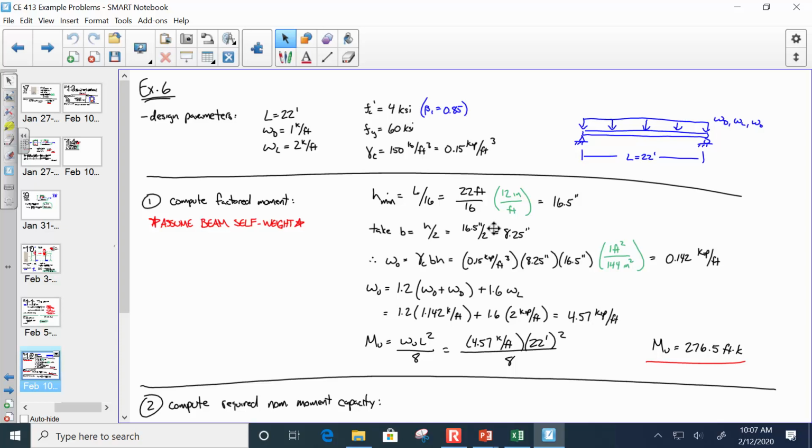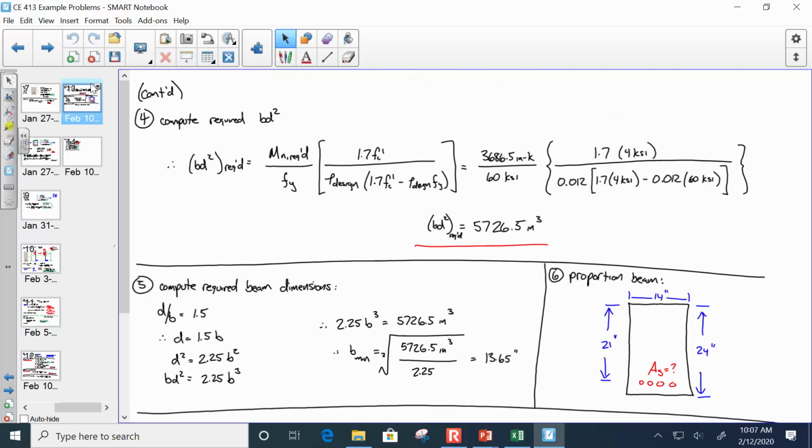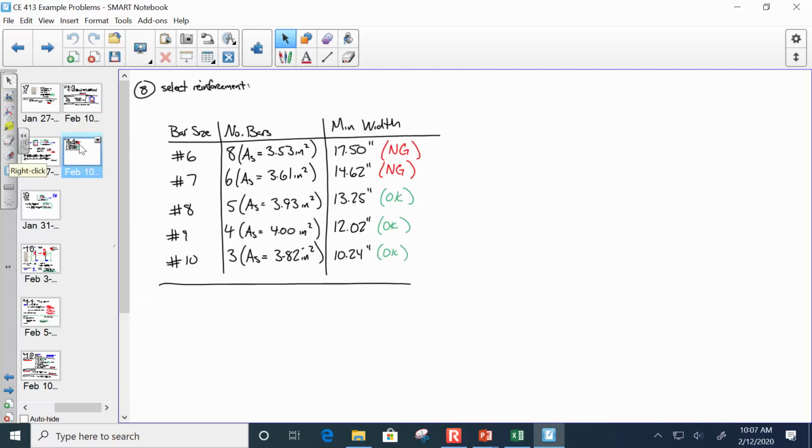So we have the factored moment, computed a required nominal moment capacity, then computed a rho for design purposes, computed our required bd squared. And ultimately what we ended up with was this. We know the beam is 14 inches wide, we know the effective depth is 21 inches, and we didn't know what the steel pattern was, but we figured that out. The big thing, though, is that this is a trial section, because we still have to go back and analyze it. The last thing that we did is we said, here's how much steel we need, and then we went through this exercise, and we ended up selecting, what was it, 3 number 10s? Is that what we came up with, 3 number 10s?